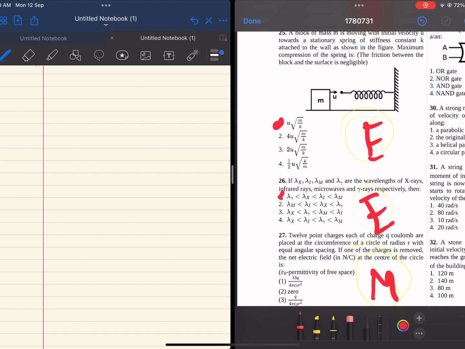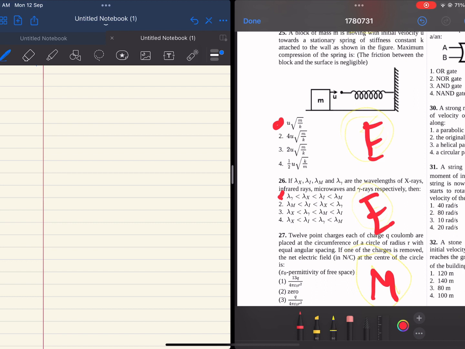The wavelength of radio waves is greatest, then microwaves, then infrared, then X-ray, then gamma ray. So therefore the answer should be: wavelength of microwaves is the greatest, then that of the infrared rays, then the X-ray, then gamma ray. So the 26th one will be option number 1.